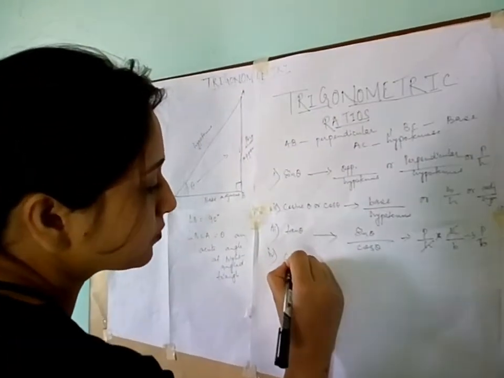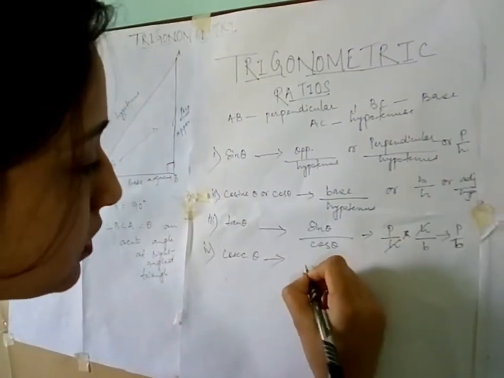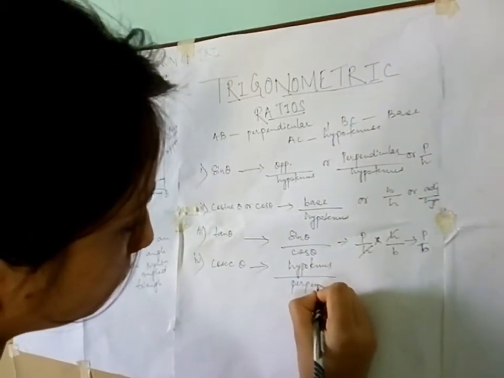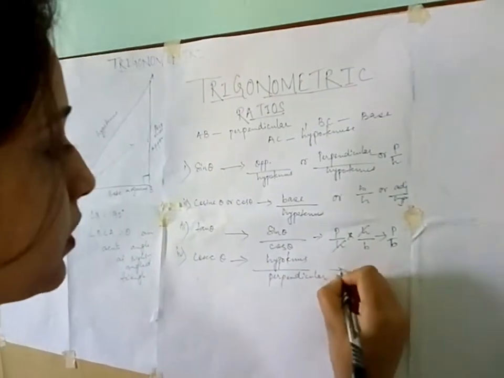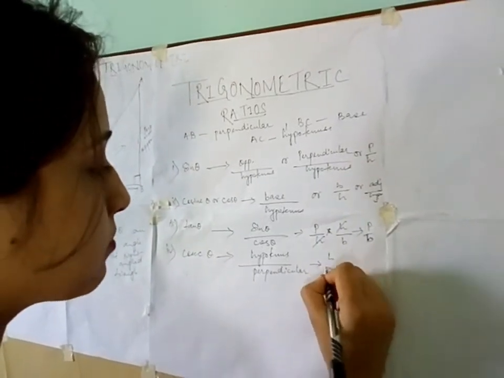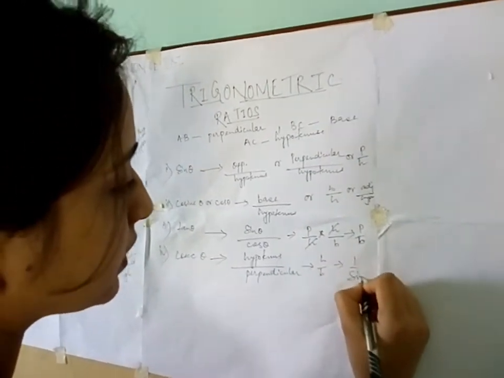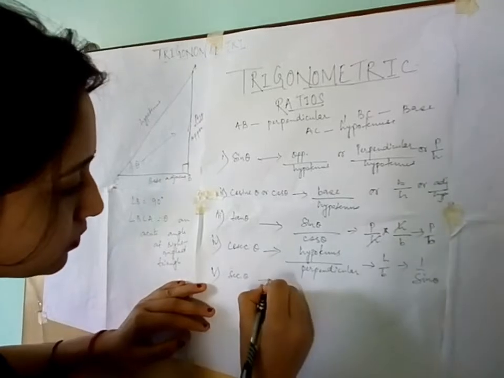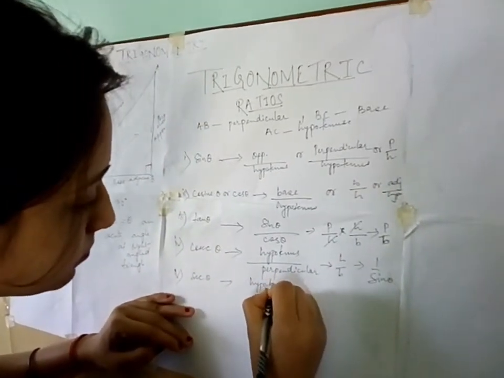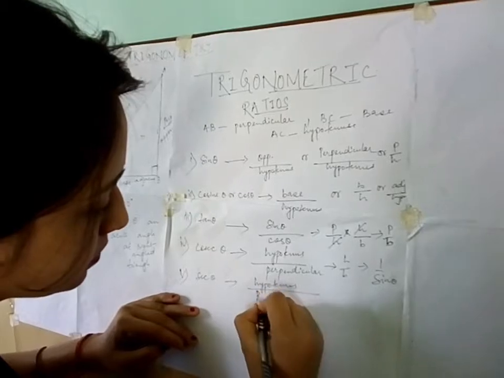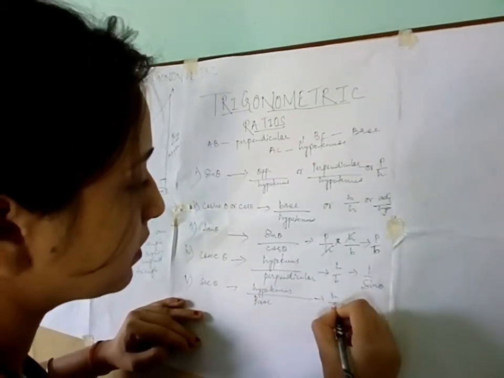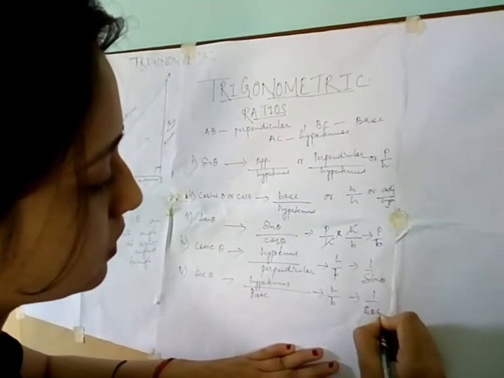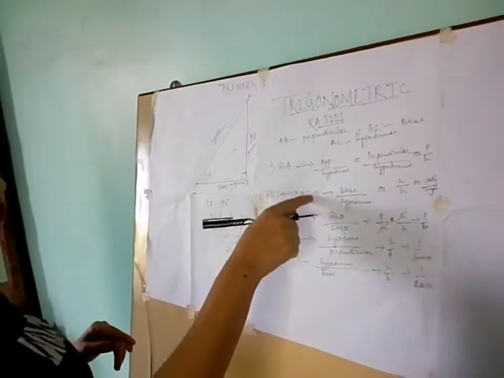Fourth one is cosec theta. Cosec theta is hypotenuse by perpendicular. So the answer will be H by P or 1 by sin theta. We can write 1 by sin theta. Fifth one is sec theta. This is hypotenuse by base. So we can write H by B. So we can also write 1 by cos theta. This is opposite of cos theta and this is opposite of sin theta.